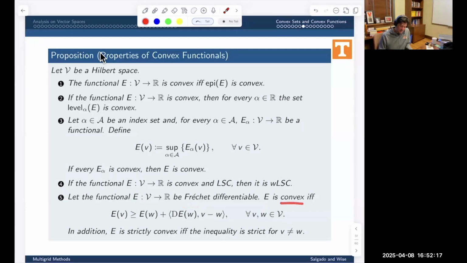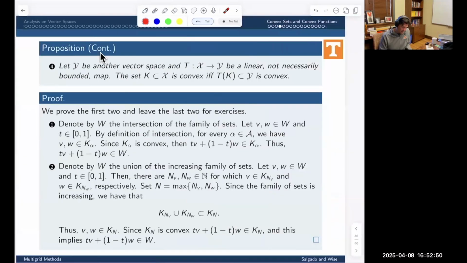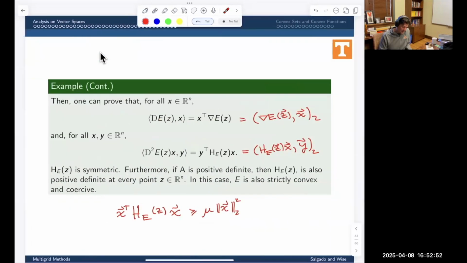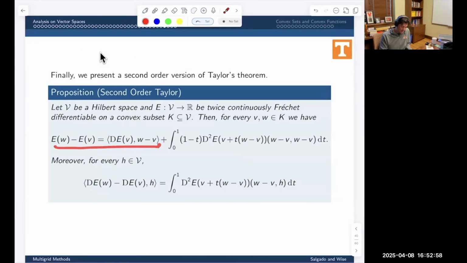Let the functional E be Frechet differentiable. E is convex if and only if the following inequality is true: E of V is greater than or equal to E of W plus dE, the Frechet derivative, acting at the point W times the difference V minus W. What does this piece look like? Well, we've seen that before. That piece there is part of a piece that we've already seen. Namely, it's this part here.